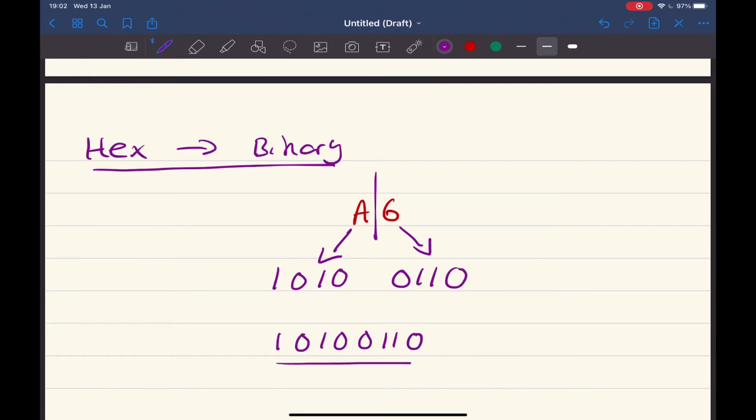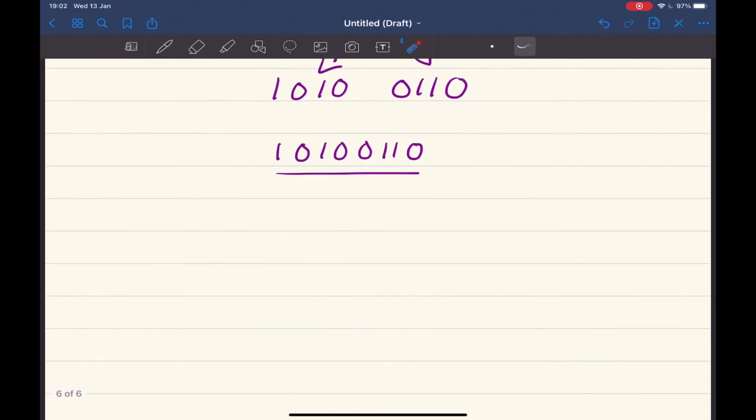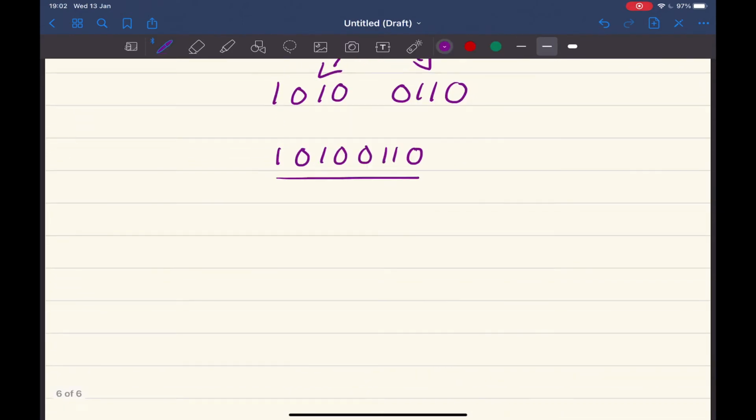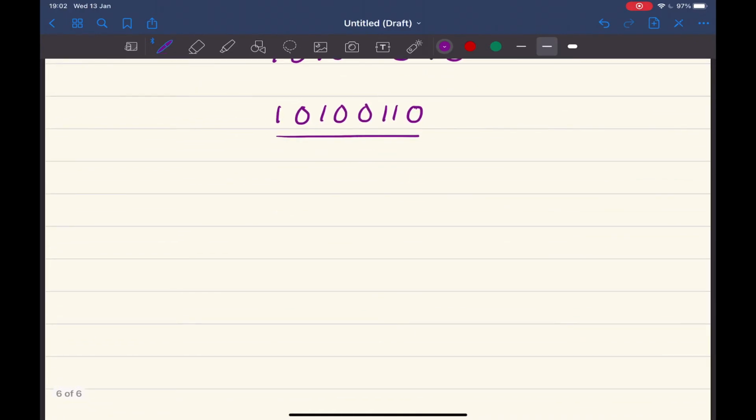So this binary number here is being converted from hexadecimal into binary. That's it. We split the number in half, like we have done here, and then change each one into its respective nibbles. So when we go the opposite way, let's do another example.